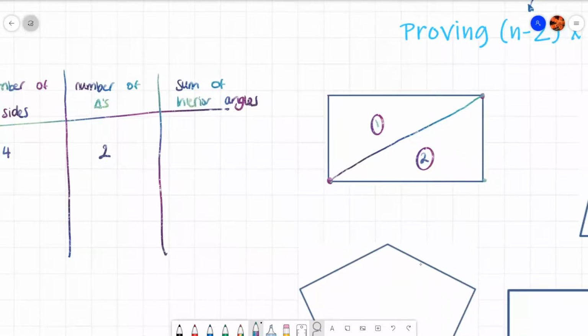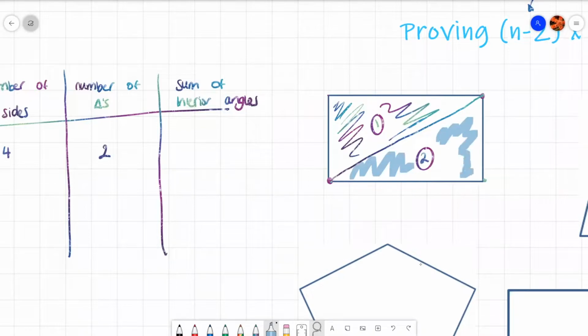Well, what do we know about the angles in a triangle? We know that angles in a triangle add up to 180 degrees, don't they? So in this triangle here, the angles will add up to 180. And then this triangle here, the angles will add up to 180. So in total, the angles in this shape should add up to 360 degrees because each triangle is 180 degrees. The total of angles in a triangle is 180 degrees.